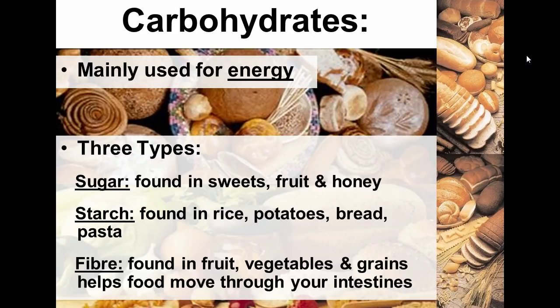Fiber is found in fruits and especially vegetables, mainly vegetables. A little bit of fiber in grains too, especially whole grains. And fiber basically helps move food through your intestines. Fiber is something we can't actually digest. It's a type of carbohydrate that we can't really break down, so it just goes through us.